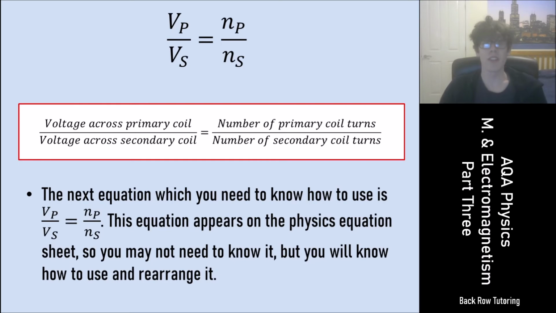The voltage across the primary coil divided by the voltage across the secondary coil is equal to the number of primary coil turns divided by the number of secondary coil turns. So the next equation which you need to know is shown here. This equation appears on the physics equation sheet, so you may not need to know it, but you will need to know how to use and rearrange it. And it is a bit of a tricky one, because you don't just have a value on one side of the equation. Both sides of the equation involve this fraction.